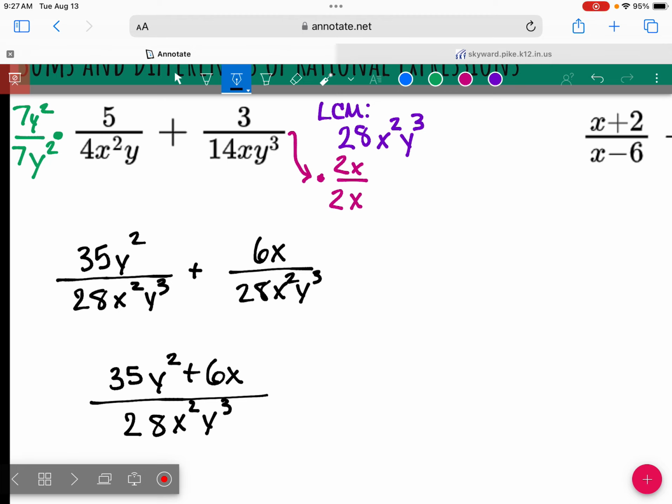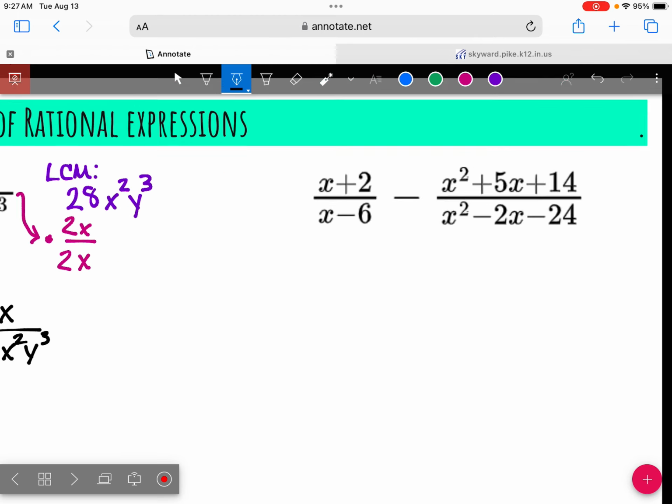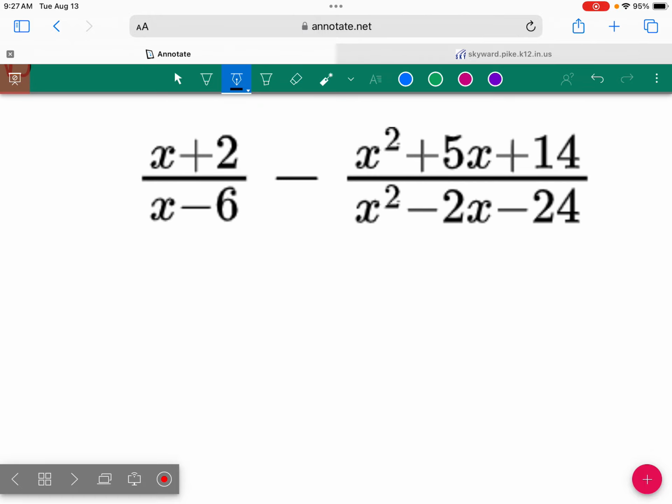But that's, I think, the only one we do with the monomials because the polynomials take a lot longer. Okay. Polynomial time. It's a subtraction. And at least the first one's just binomials, so we don't have as much factoring. We've got x plus 2 over x minus 6, and we're going to take away x squared plus 5x plus 14 over x squared minus 2x minus 24.